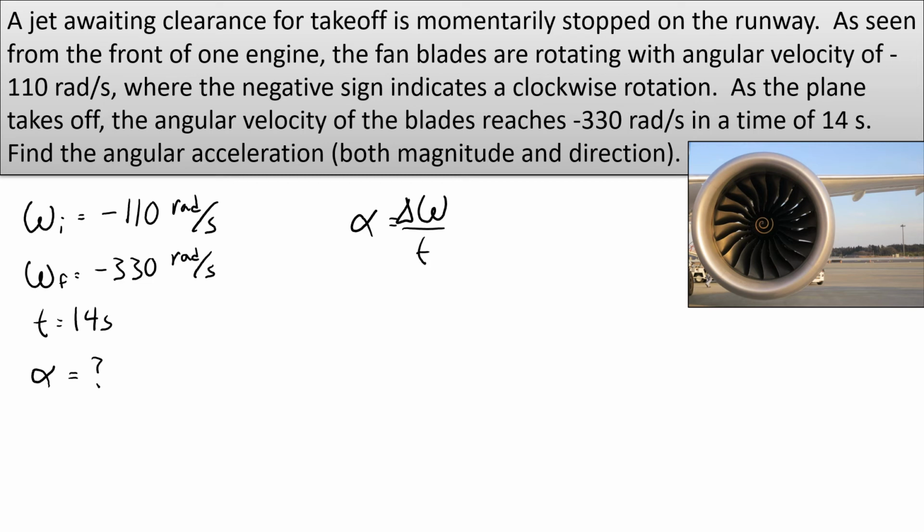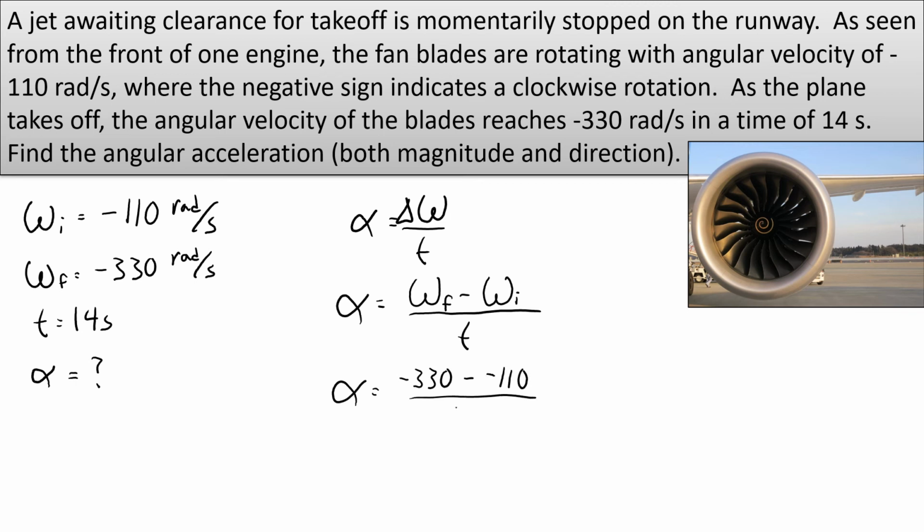We didn't actually expand this out yet, but you should know how to do it already. It's just omega f minus omega i. That's your change in velocity, final minus initial, but now it's a change in angular velocity. So this is our equation. We substitute in the values, being careful with our negative sign. So omega f is negative 330 minus negative 110, divided by 14.